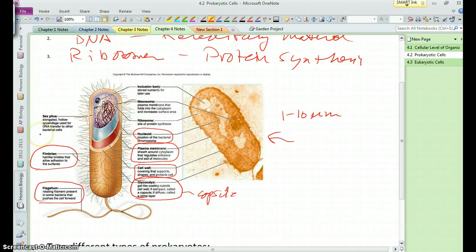And when bacterial cells get together with other bacterial cells, it's not exactly sexual reproduction, but it's sort of like it, in which they exchange genetic material. What they do is they have these extensions of the cell that connect those two bacterial cells. It's called a sex pilus, and it's how they transfer DNA between each other. I wouldn't worry too much about these parts here. And of course, we do want to know ribosomes, as we say. They're involved with protein synthesis.